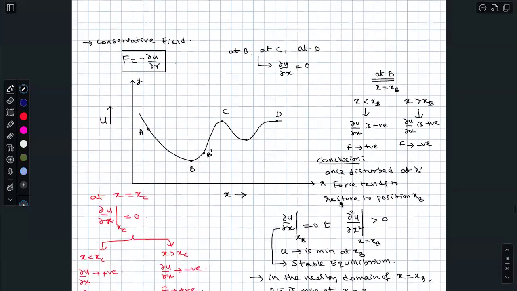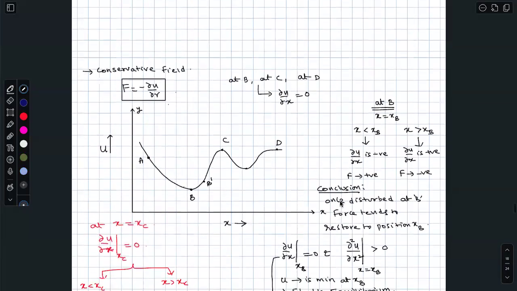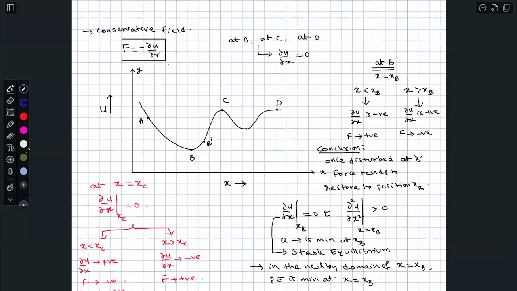Now, above all, we left D. Why will I leave D? See, at D, dou U by dou X is 0, as well as dou square U by dou X square is also 0. Even if you disturb at D slightly to the left or slightly to the right, it's in equilibrium position. So therefore, such an equilibrium is called neutral equilibrium.